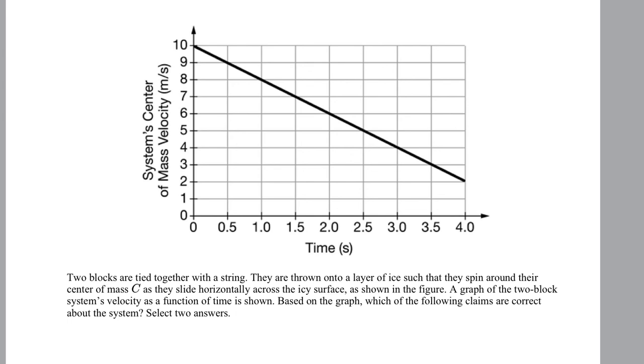So we also have a graph, and luckily this is a velocity time graph. We've mastered that by now. We know that slope is going to be equal to acceleration and area is going to be equal to position. Let's look at our question. These two blocks are tied together with a string. They're thrown onto a layer of ice such that they spin around and they slide horizontally. A graph of the two-block system, so let's highlight that, the two-block system. That two-block system is going to be all one system. Based on the graph, which of the following claims are correct? Select two answers. So let's look at what we got here.